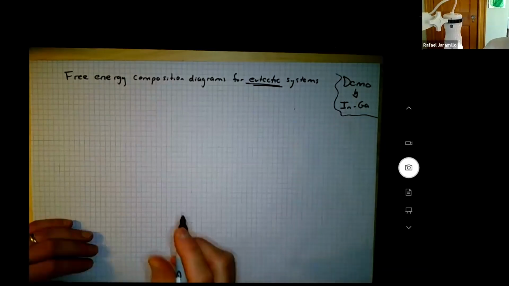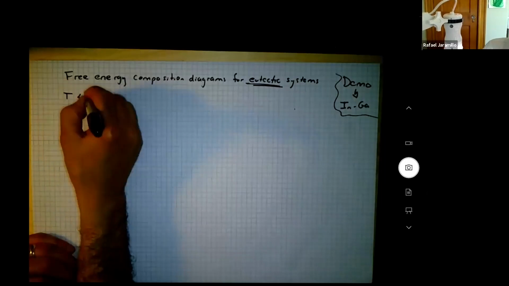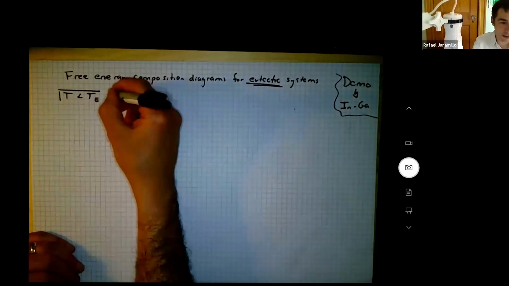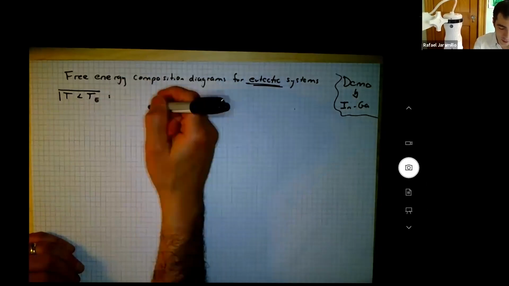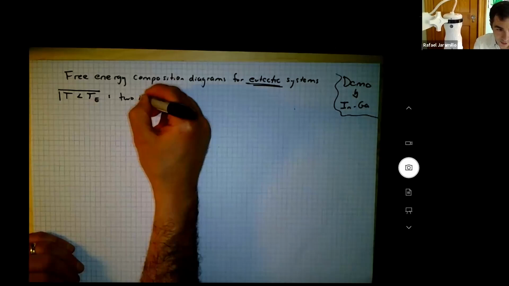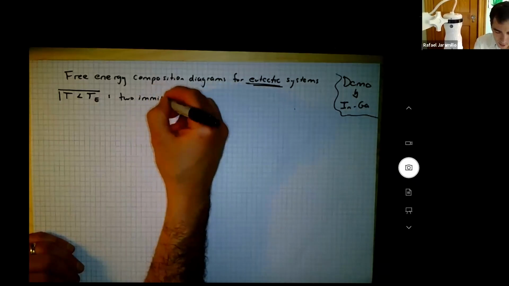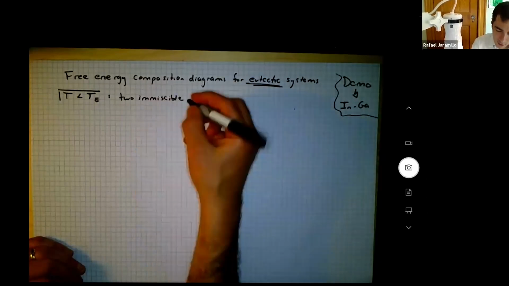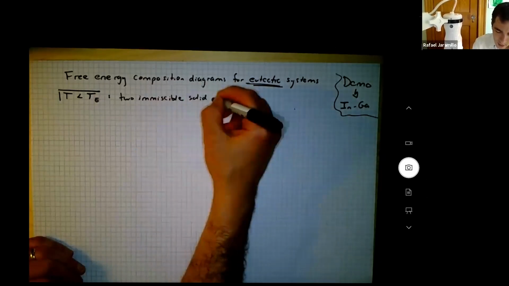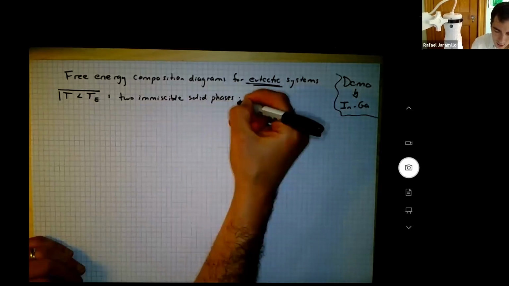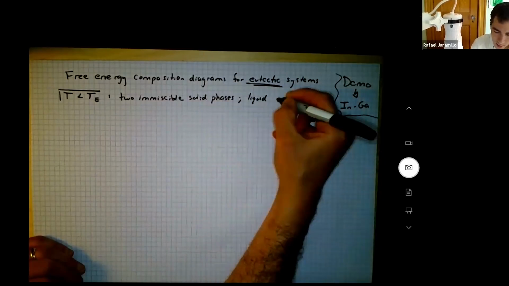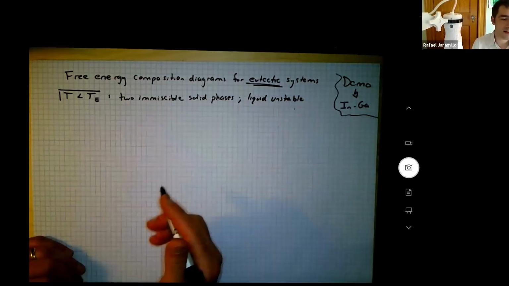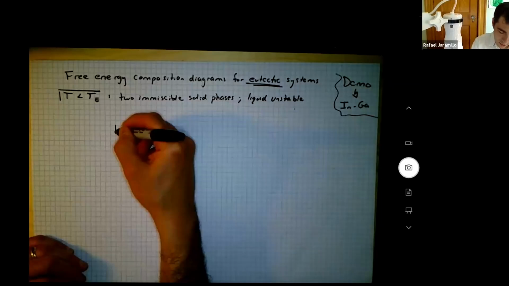All right, so let's draw a free energy composition diagram here. We're going to start with the temperature below the eutectic point. I'm afraid I'm going to fail my spelling test here. Is that spelled correctly? Anybody? Two immiscible solid phases, liquid unstable. Okay. Below the eutectic point, I'm below the liquidus. The liquid is unstable. I have two immiscible solid phases.